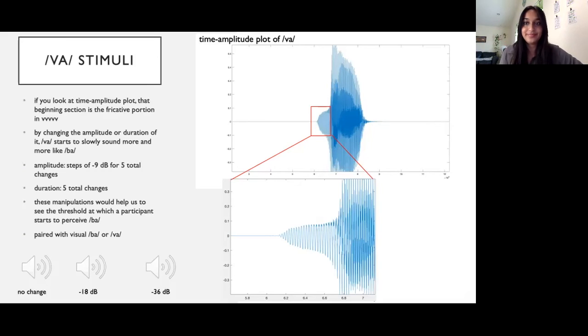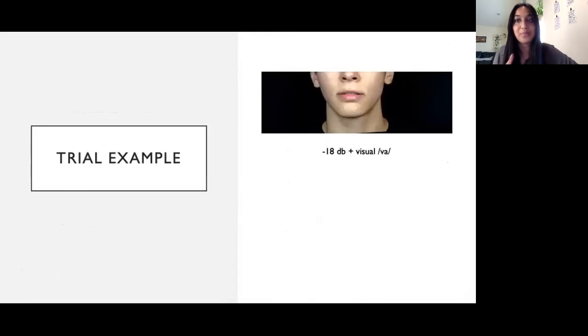So I'm going to quickly show a trial example and kind of a test on what you maybe perceive. This is that ambiguous sound of -18 decibels. Again, this is just an amplitude example I used, paired with a visual va. So I'm going to go ahead and play that.